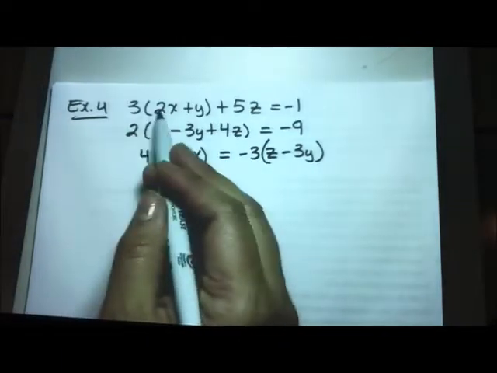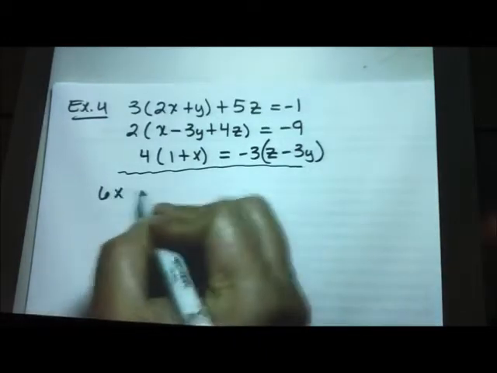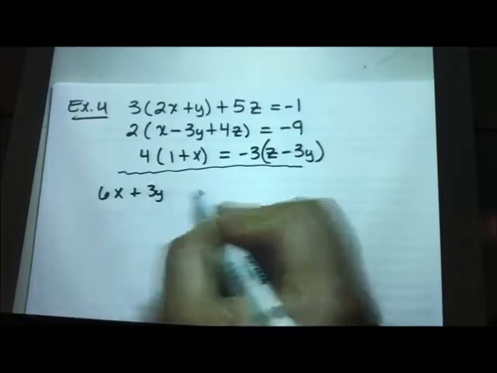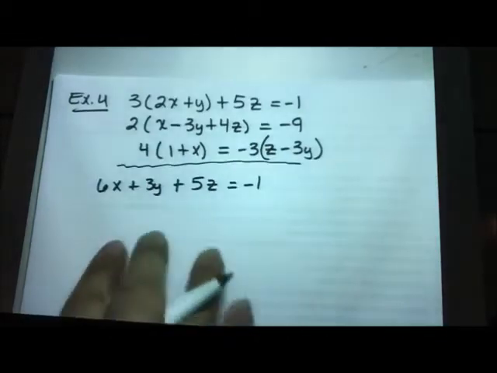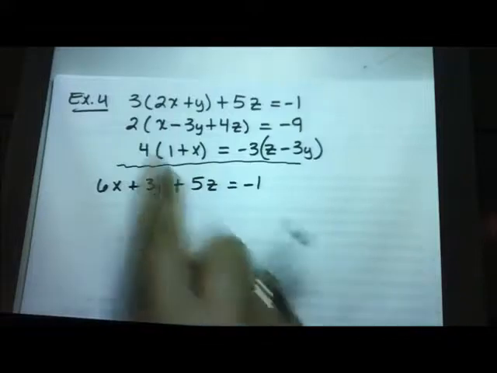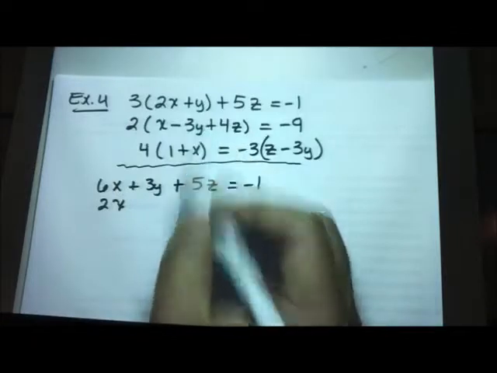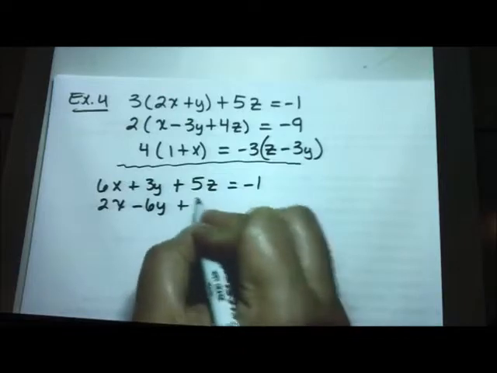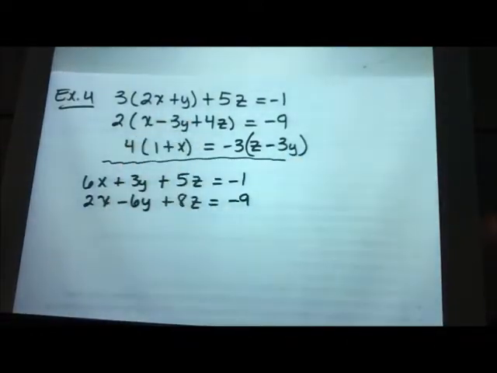So I have 3 times 2, so we have to evaluate this. So this becomes 6x plus 3y plus the 5z equals negative 1. So that one's already set up x, y, z, so we're good. Here we distribute: 2 times x, 2x, 2 times negative 3y, negative 6y, 2 times 4 is 8z, and negative 9. Now, if we look at the last one, because they're not going to be in order.